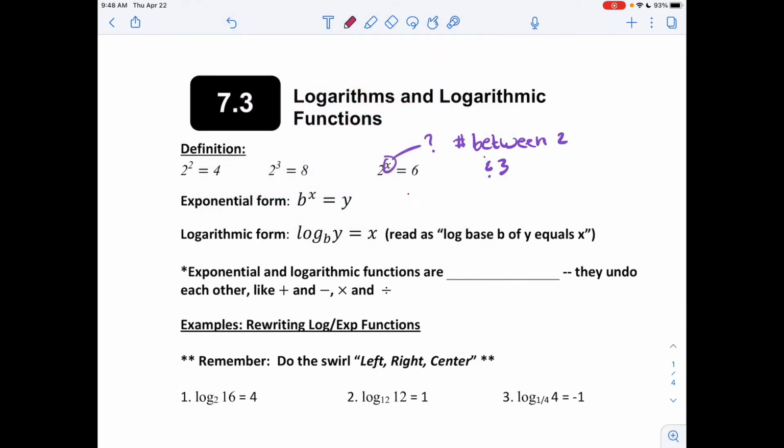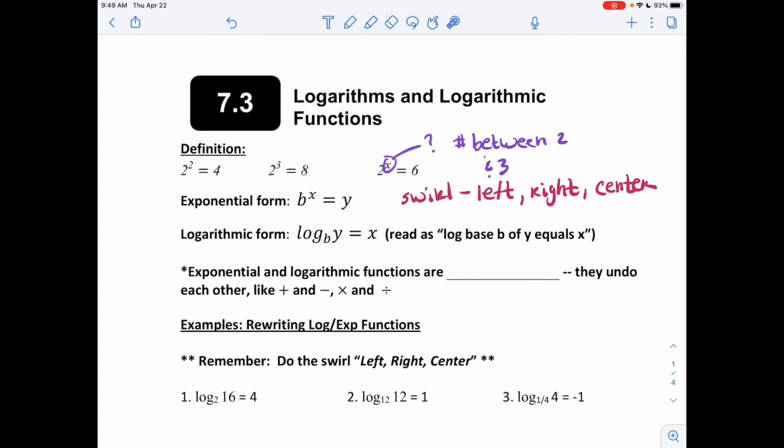So let me show you an easy way to remember how to switch between forms. It's called the swirl. And so basically what you do is you draw a circle on the left number or variable, and then the right one, and then the center one. And that will tell you where to put things in the other form.